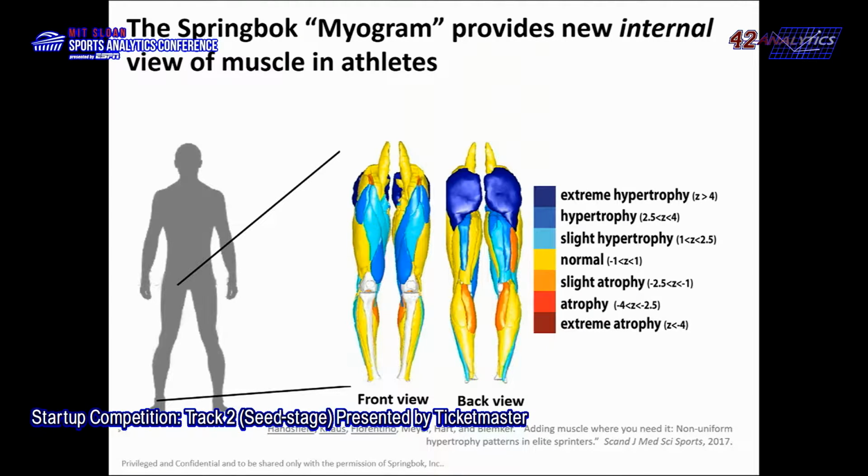Here's an example of a Springbok myogram. You can see from the front and from the back all of the athlete's muscles in the lower half of the body. And the muscles that are shown in blue are larger than average. The muscles that are shown in red or orange are smaller than average. And those that are in yellow are about average. And this is all normalized by the size of the athlete.